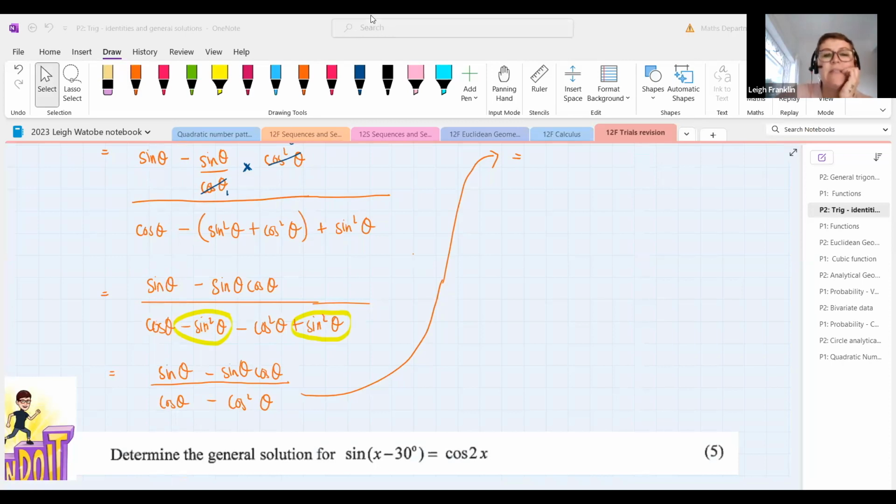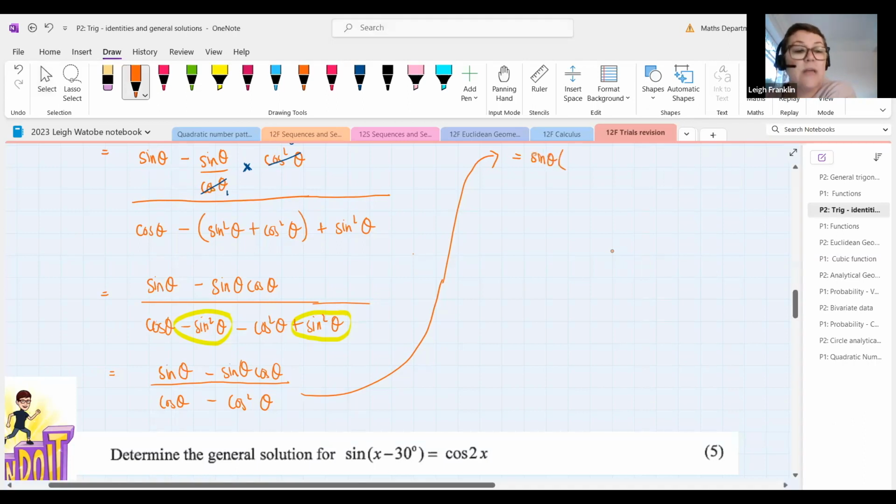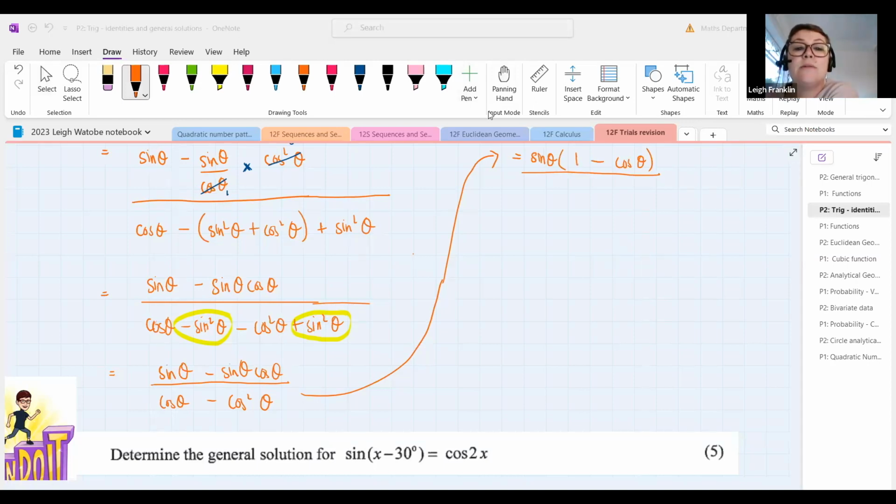I can take out sine theta. Good, well done. Because remember, I've got sine theta in both terms. Remember, terms are separated by pluses and minuses. So in the numerator, I'm going to take out sine theta. That's going to leave me with 1 minus cos theta in the brackets. That's it. Well done.